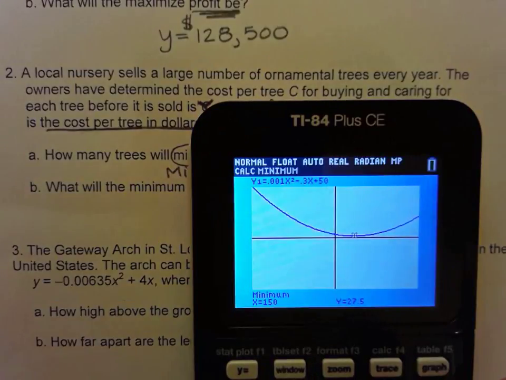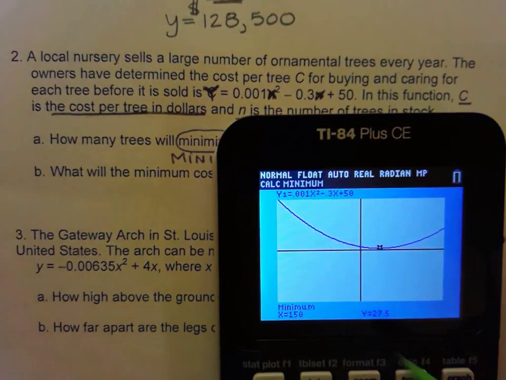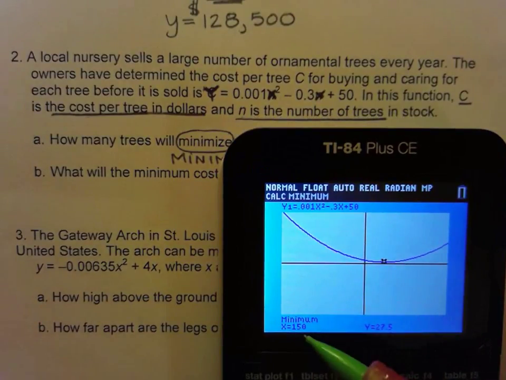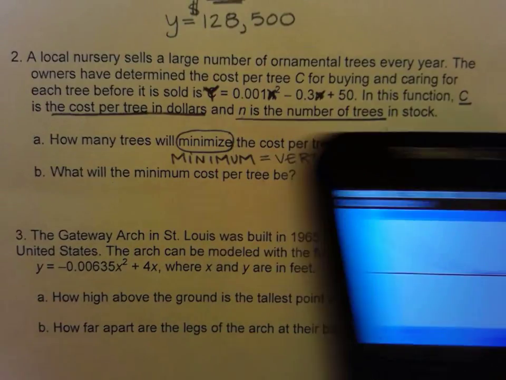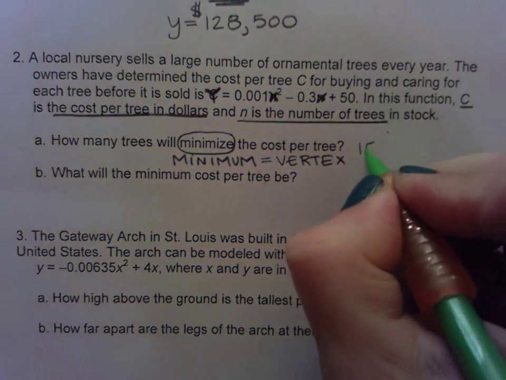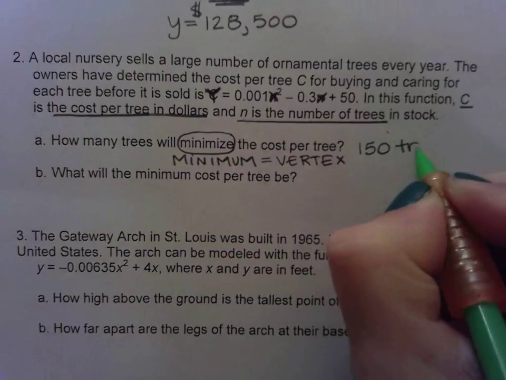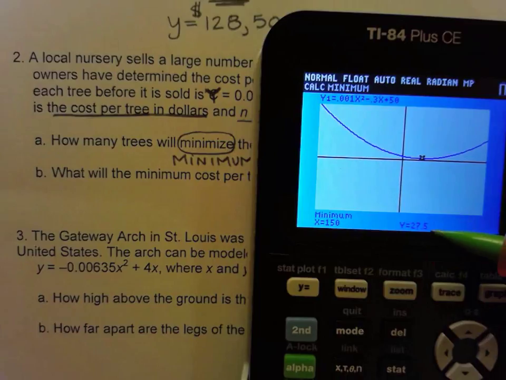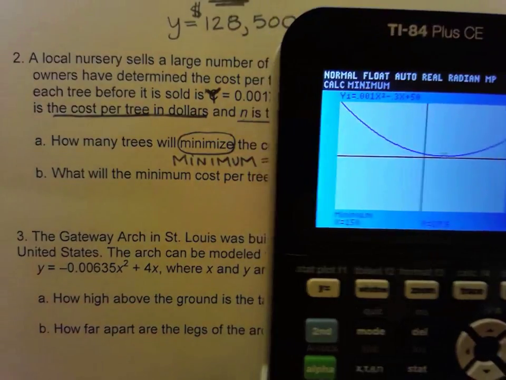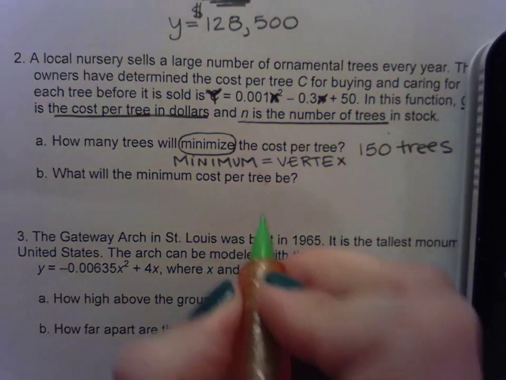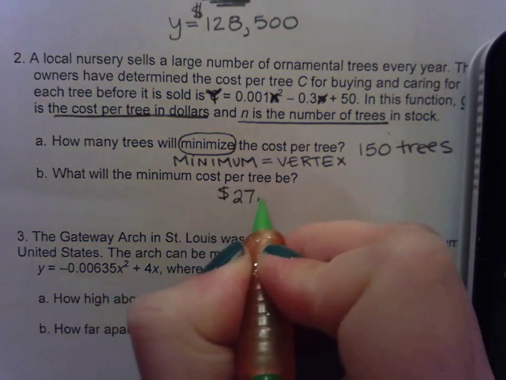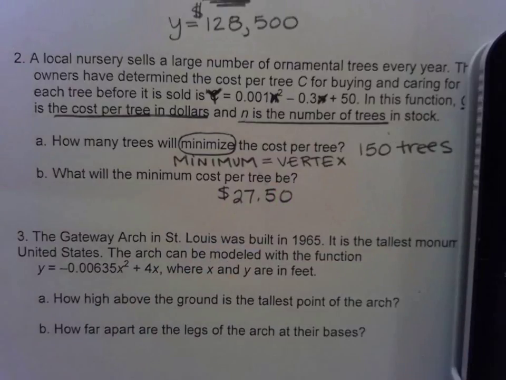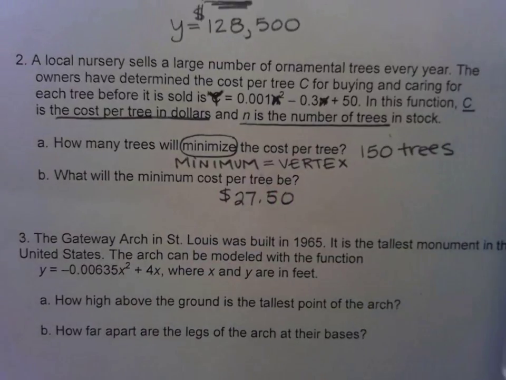So for ours, you can see that X is going to be 150. X is the number of trees. It's going to be 150 trees that will minimize the cost. And then to find the minimum cost per tree, you take the Y answer right here, which is in dollars. So if it's 27.5, it's going to be $27.50.